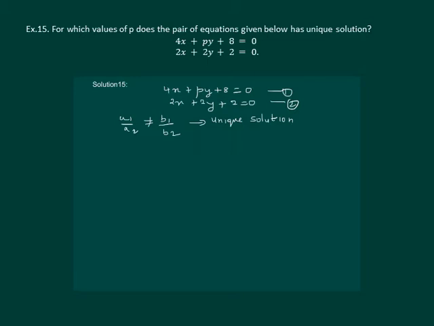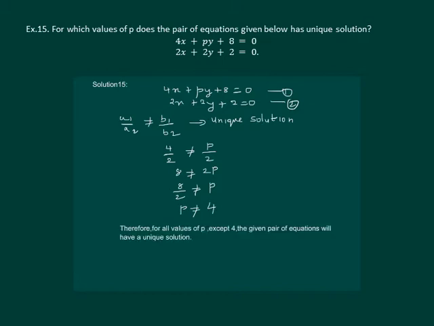a1 by a2 means 4 by 2 should not be equal to p by 2. If we solve this further, we get 8 should not be equal to 2p, and 8 by 2 should not be equal to p, or p should not be equal to 4. Therefore, for all values of p except 4, the given pair of equations will have a unique solution.